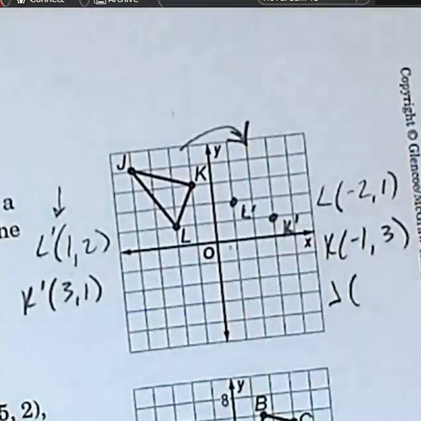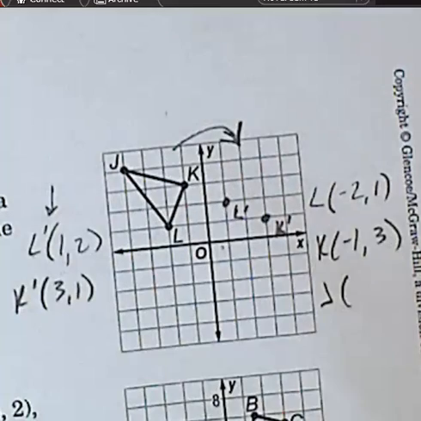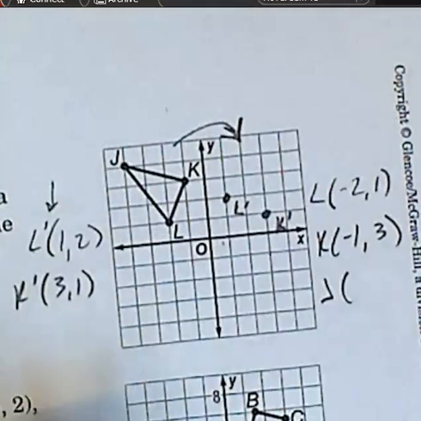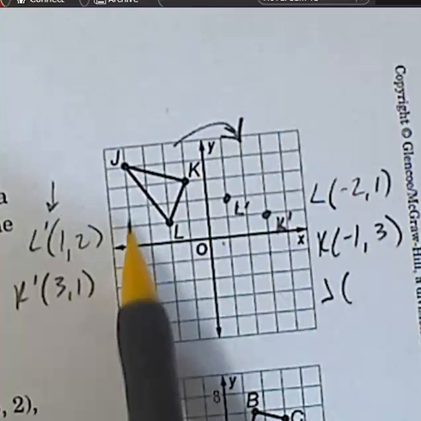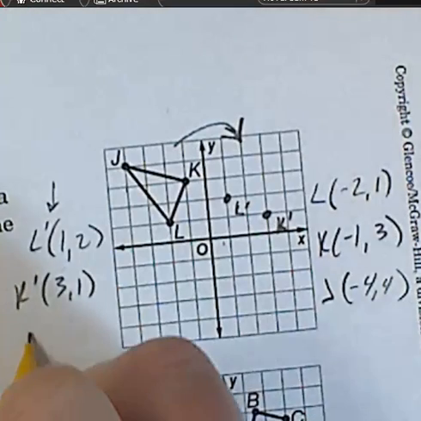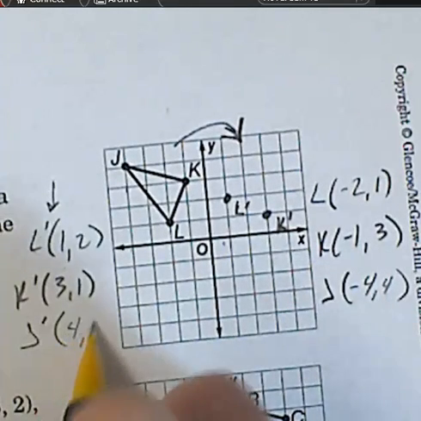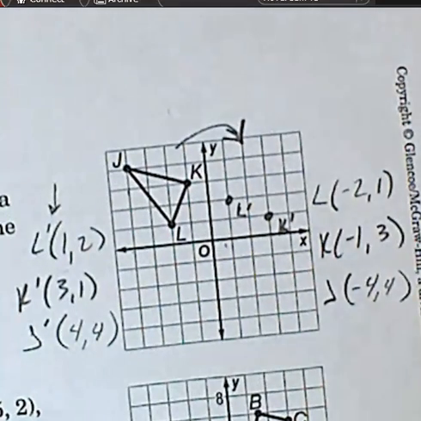And we have to give the coordinates because it says, then give the coordinates of the vertices for J prime, K prime, and L prime. The directions say so. You're not required to write these coordinates, but since we use those to find it, let's do it. J is (-4, 4). So J prime is going to be (4, 4), because you aren't even really flipping them.